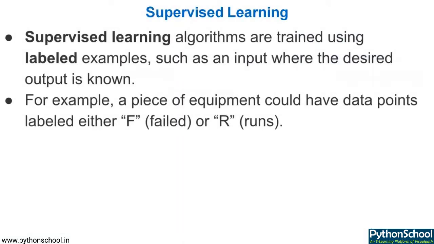Let us look at supervised learning in a bit more detail. Supervised learning algorithms are trained using labeled examples, such as an input where the desired output is known. For example, a piece of equipment could have data points labeled either F for failed or R for runs.